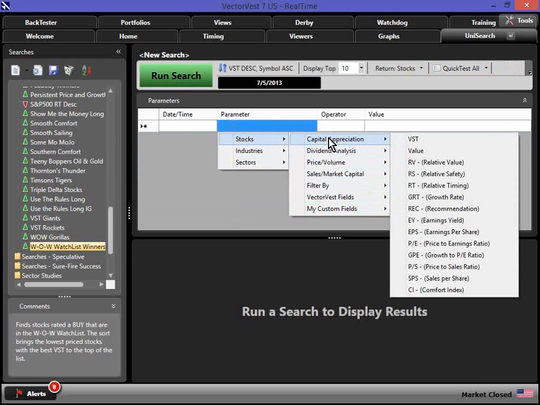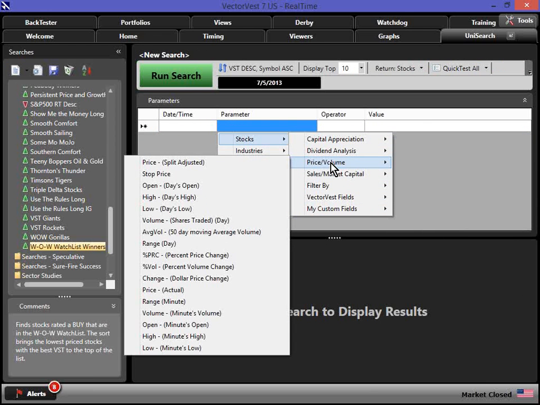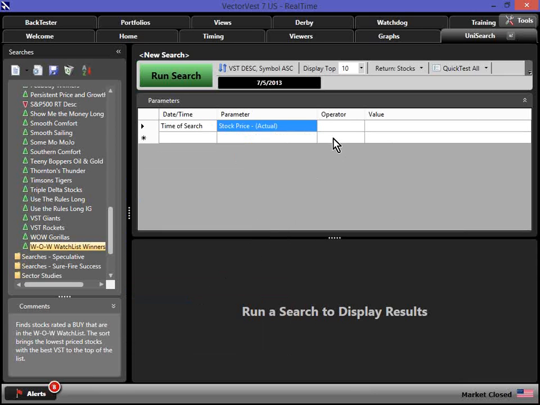This is a price criteria, so I'm going to come down to price. And there's 2 different things. There's price split adjusted, and where are you? Price actual. Since I want to make sure that the price was actually trading over $10 on the day I run my search, I want price actual. I want to make sure the price was actually trading at that price.